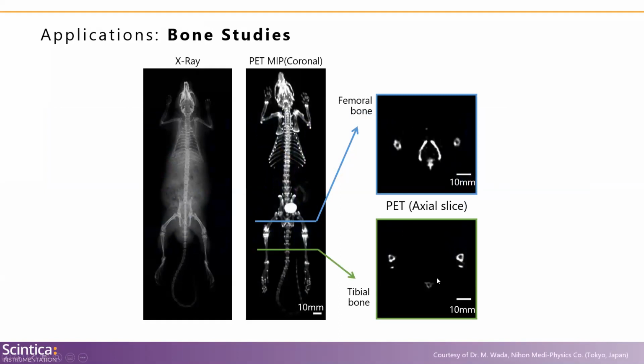And then the final example I'll give is bone studies. And so in this case, they've used sodium fluoride as the radiotracer, and it's injected into the rat, and it's taken up in the bones over time. And so these types of images can be used to study things like bone cancers, metabolic bone diseases, or even rheumatoid arthritis.